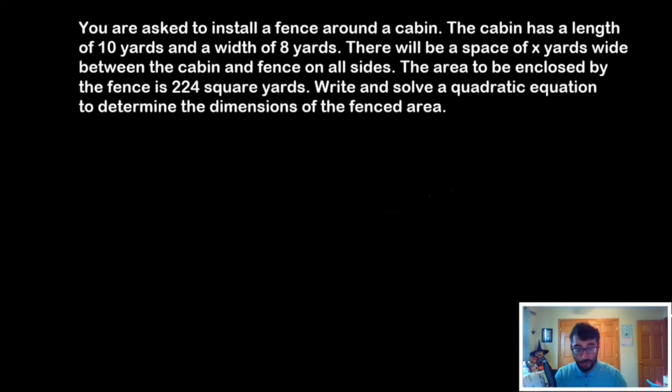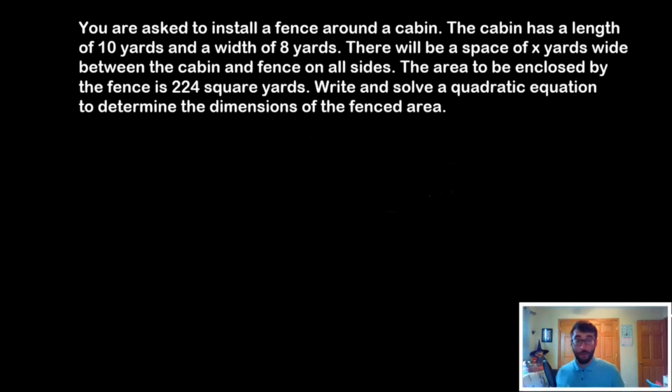You're asked to install a fence around a cabin, and the cabin has a length of 10 yards and a width of 8 yards. And there's going to be a space of X yards wide between the cabin and the fence on all sides. Basically, the cabin is going to be in the middle. The area to be enclosed by the fence is 224 square yards. Write and solve a quadratic equation. Determine what the dimensions of the fenced area is.